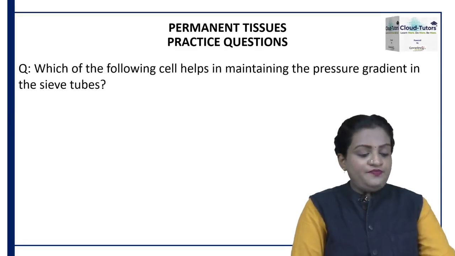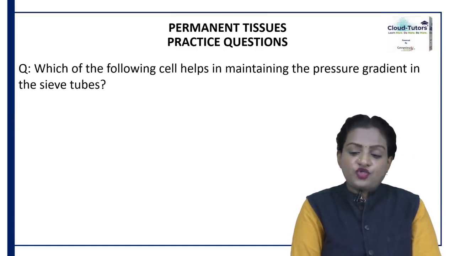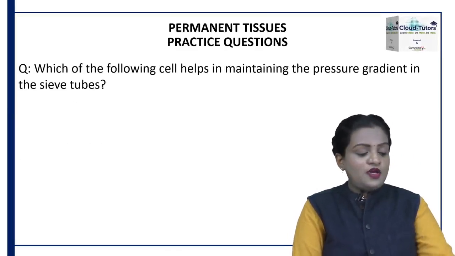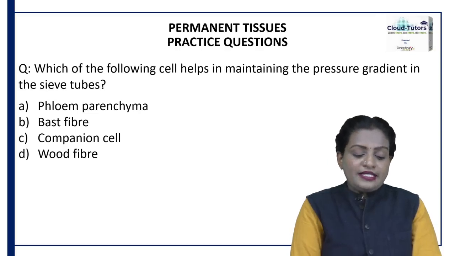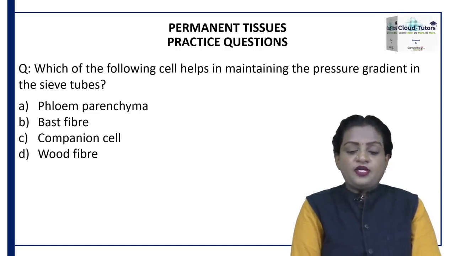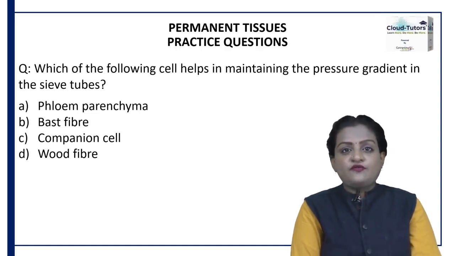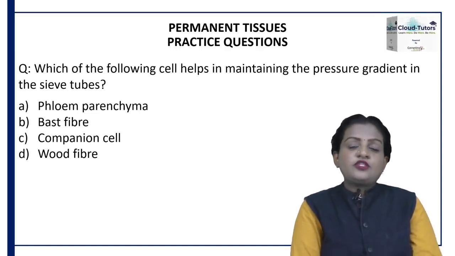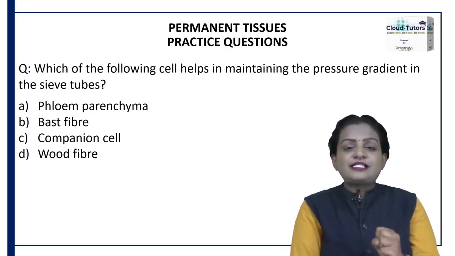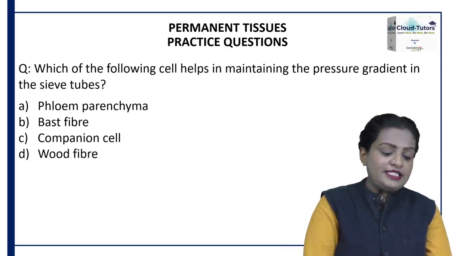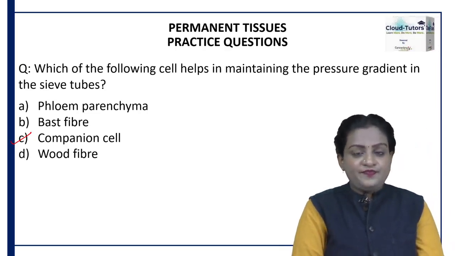Next question. Which of the following cells help in maintaining the pressure gradient in the sieve tubes? Option phloem parenchyma, bast fiber, companion cells, wood fiber. So pressure gradient is required to facilitate which direction the food is flowing. So food, even though flows through sieve tube, the main unit which controls it is the nucleus of the companion cell. So answer is companion cell.